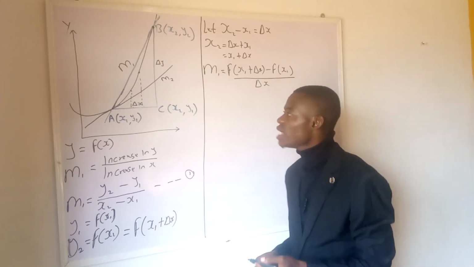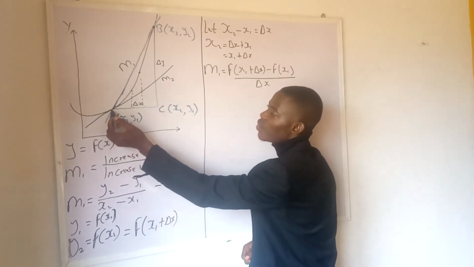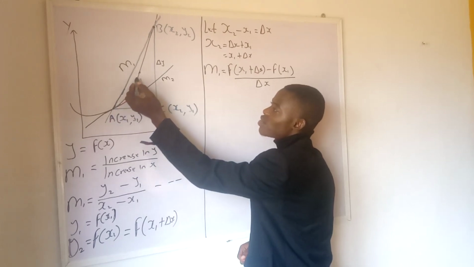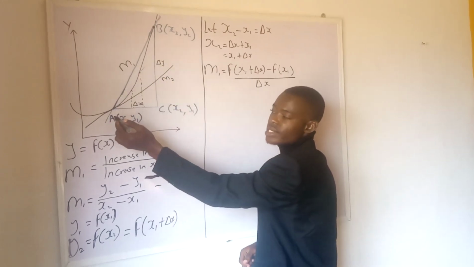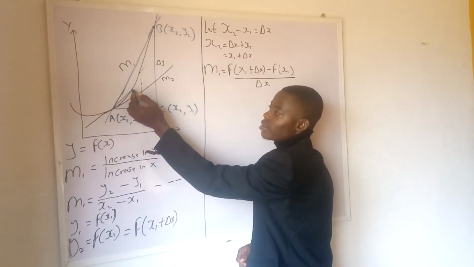Not only that, notice that the secant line will also be approaching the tangent line, as you can see.